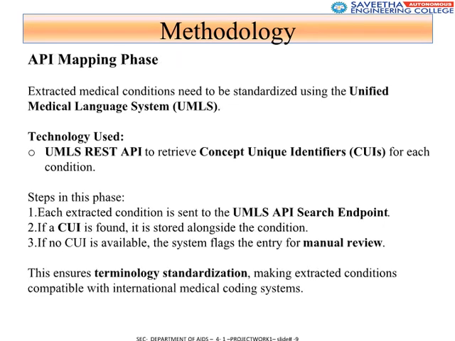API mapping phase. Extracted medical conditions need to be standardized using the Unified Medical Language System, UMLS. Technology used: UMLS REST API to retrieve concept unique identifiers, CUIs, for each condition. Steps in this phase: each extracted condition is sent to the UMLS API search endpoint. If a CUI is found, it is stored alongside the condition. If no CUI is available, the system flags the entry for manual review. This ensures terminology standardization, making extracted conditions compatible with international medical coding systems.